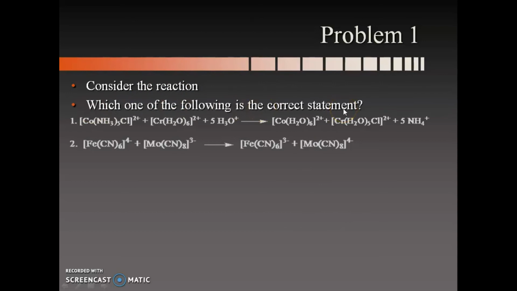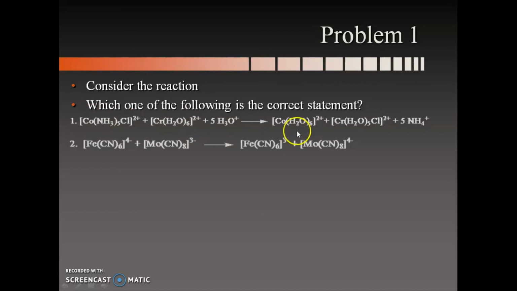The first equation is given here. We are familiar with this equation because this is a cobalt complex, this is a chromium complex, and the chlorine is the ligand present here, and this chlorine ligand is transferred from cobalt to chromium. So this all indicates that this is an example that we have studied in the inner sphere mechanism.